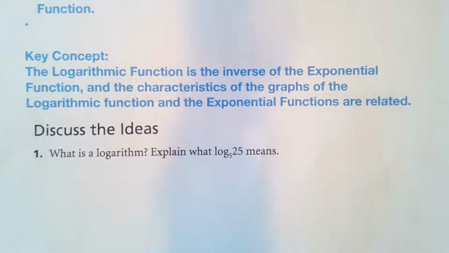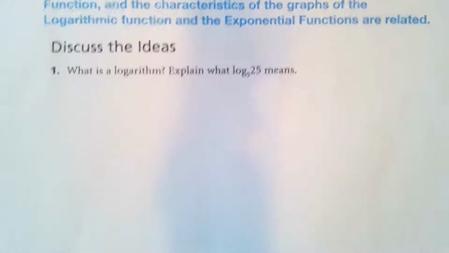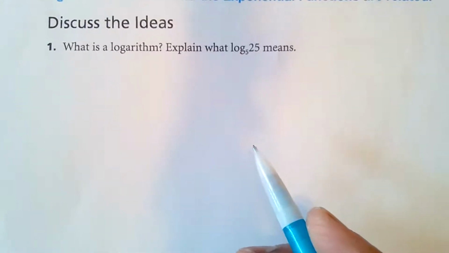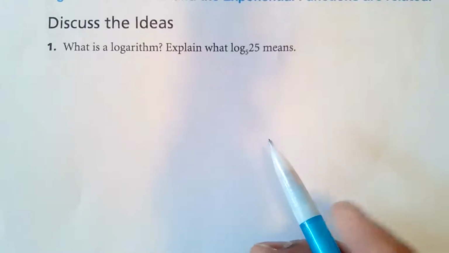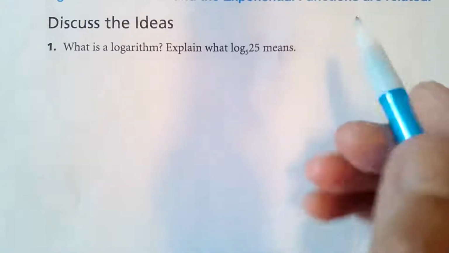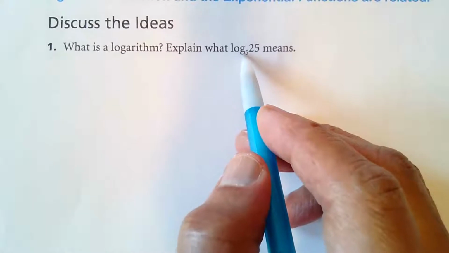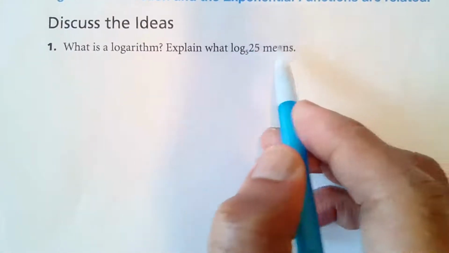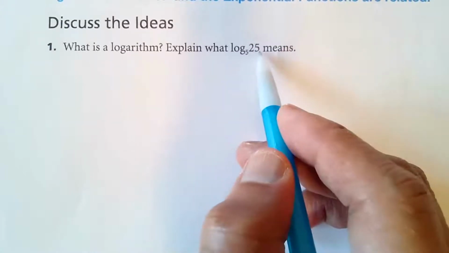So the first review question is, what is a log? Explain what log base 5 of 25 means. Now, a log is an exponent, basically. It's an exponent. So, for example, log base 5 of 25 would be equal to 2. So it's an exponent, right?